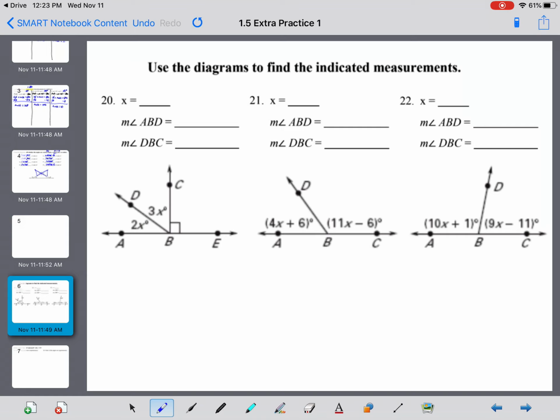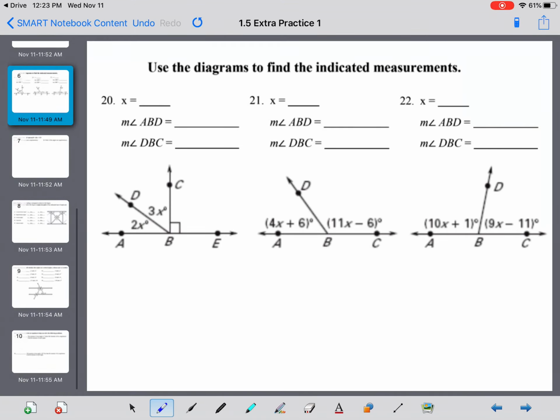Okay, we're going to skip down to here, 20, 21, 22. Now, it says use the diagrams for each question to find the indicated measurements. So they want us to find x, then they want us to find the measure of angle ABD and the measure of angle DBC. Well, if you notice, ABD and DBC generate a right angle. So we know that the measure of angle ABD plus angle DBC equals 90 degrees. All right, I'm just going to get rid of the measure so we can save some room.